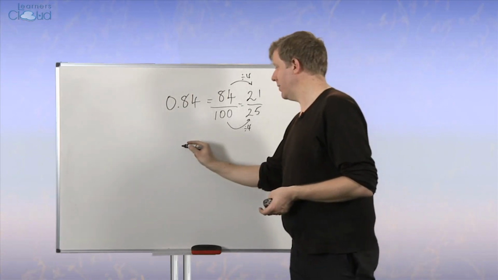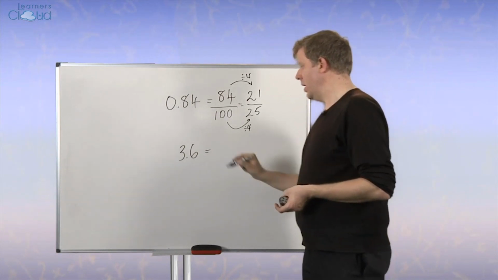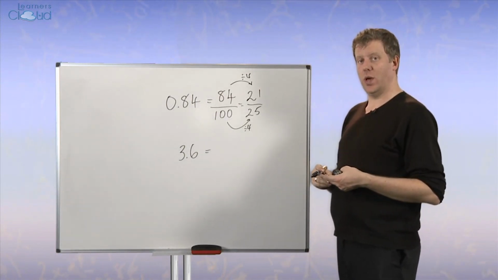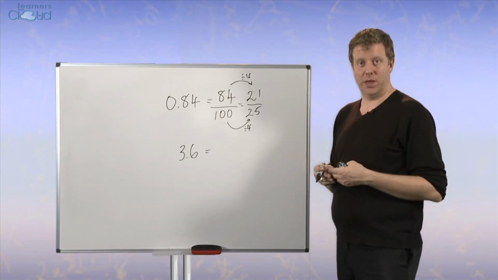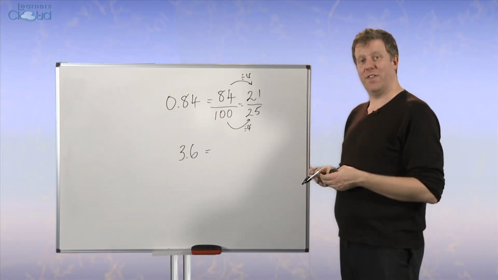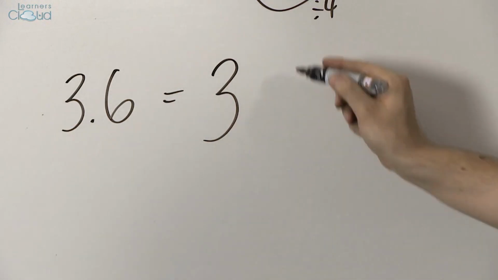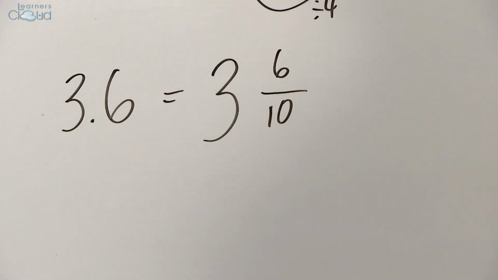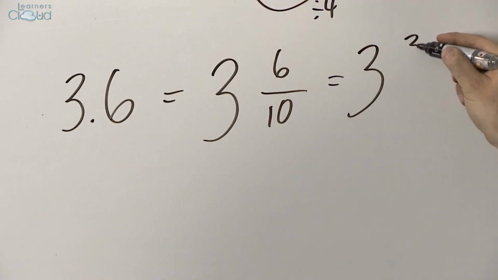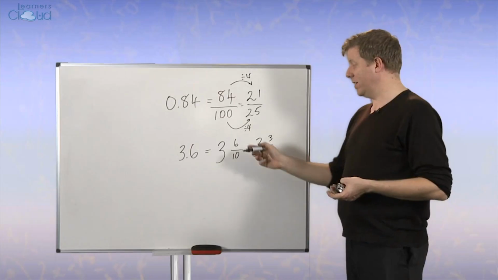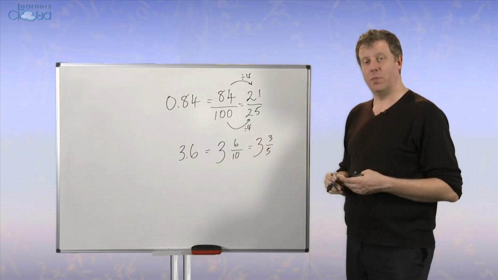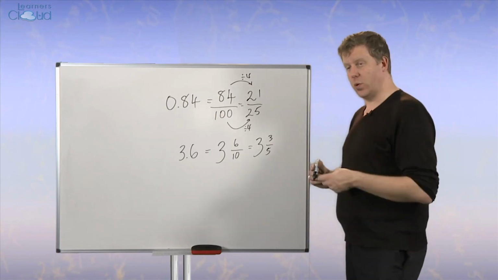The next one we'll have a look at is 3.6. Now you'll notice here we have a whole number part as well. That whole number will stay as a whole number. We'll just end up with a mixed number when we write our final fraction answer. Now the 0.6, remember, that's in the tenths column. So we would write this as 3 and 6/10. Always being aware to simplify where possible though. We can simplify 3 and 6/10 to 3 and 3/5, dividing the numerator and denominator by a common factor of 2.